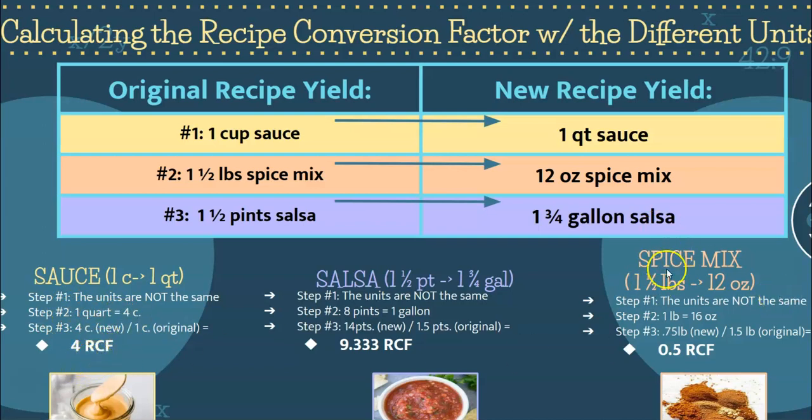All right, move over here to the spice mix. There are 16 ounces in a pound. So we just switched it over so that they matched. Okay. And then here, 1.5 pints, and we're converting it to 1 3/4 gallon. There are 8 pints in a gallon, so we converted it to the pints, and you can see all the conversion factors. If you have any questions, please let your teacher know.